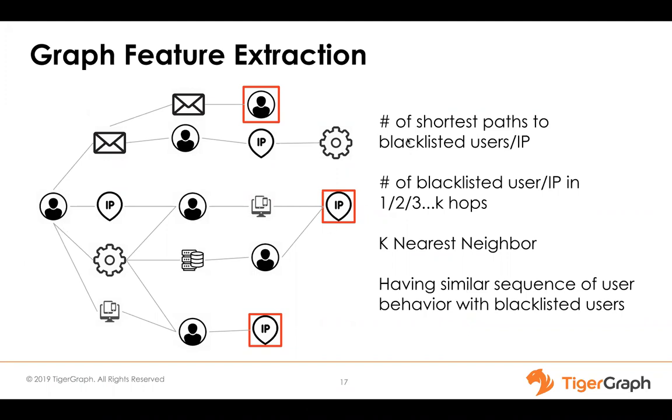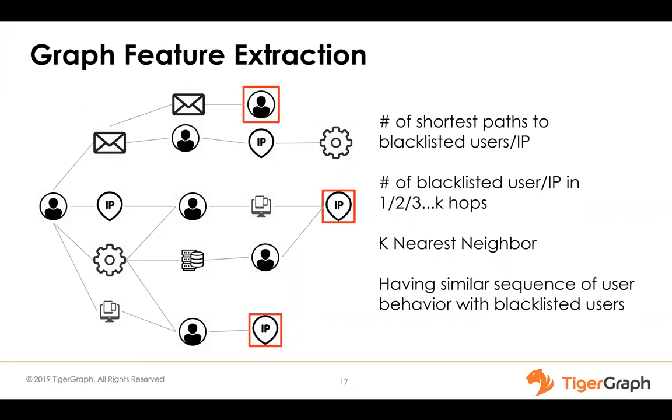For example, for the new application, we can extract the number of shortest paths to the blacklisted users and IP addresses. What is the number of blacklisted users or IPs in 1 hop, 2 hops, and K hops? And what's the KNN, the K nearest neighbors sharing the most common features? If most of the neighbors are just bad guys, that makes the new application more suspicious.